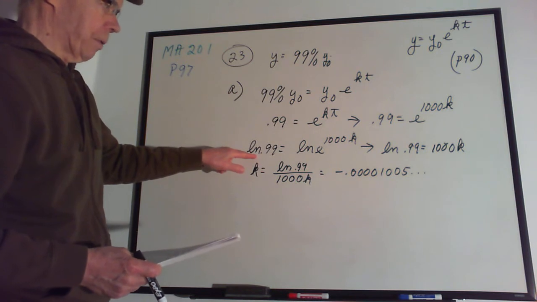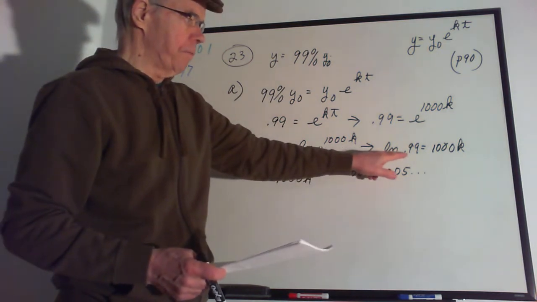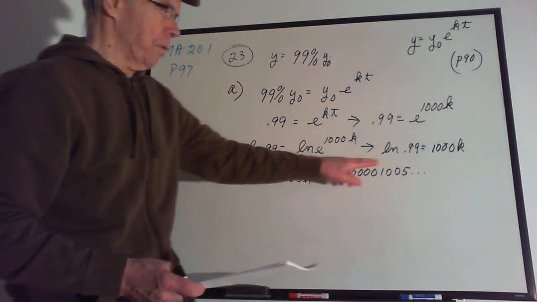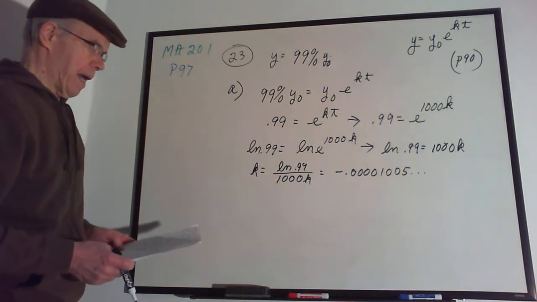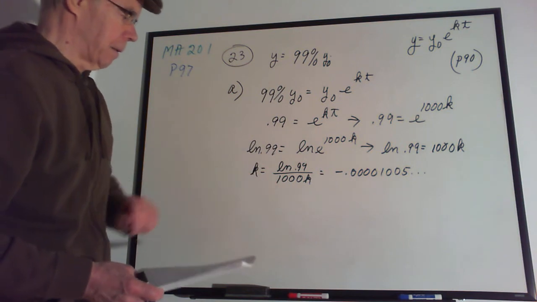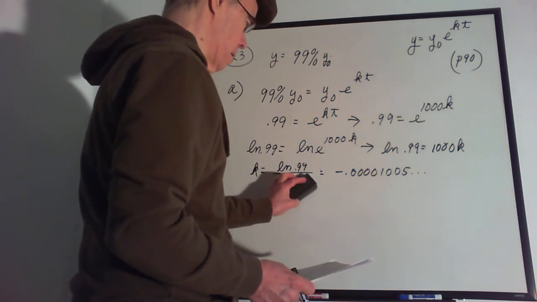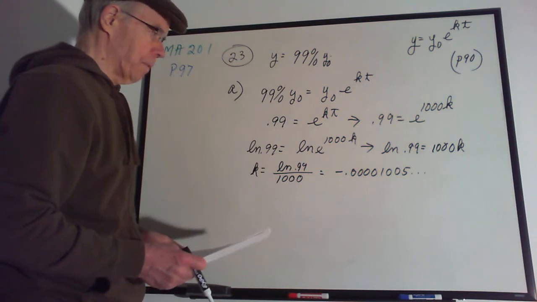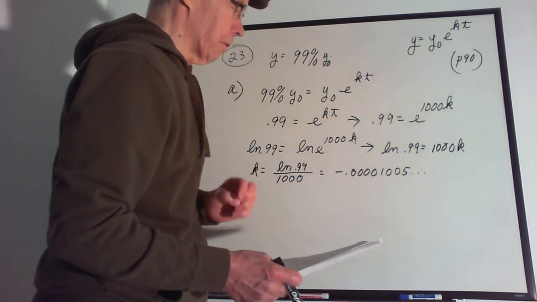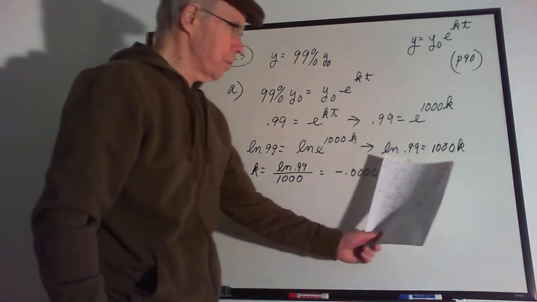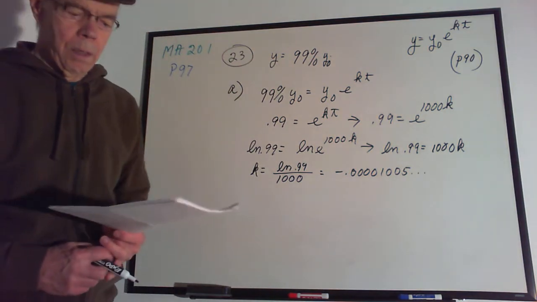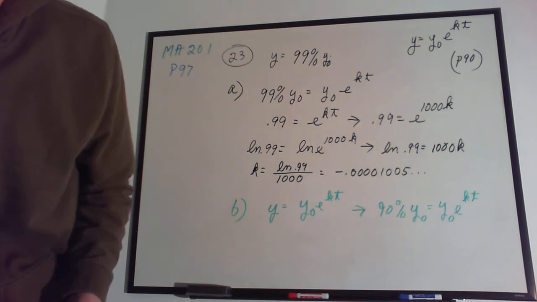Take the natural log of both sides, you're going to end up with natural log of 0.99. This, by properties of logs, is going to give you 1,000 times k. k is equal to natural log of 0.99 divided by 1,000, that'll give you negative 0.0000100503, and so on. We will truncate it to 0.00001.